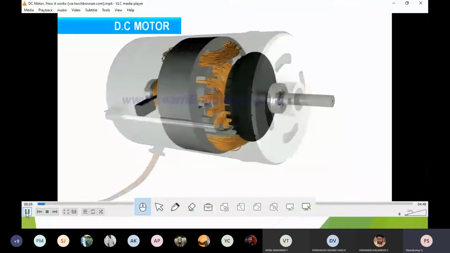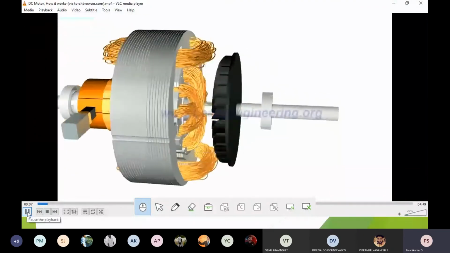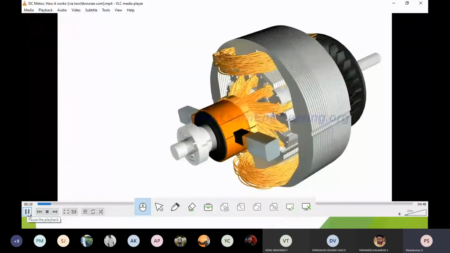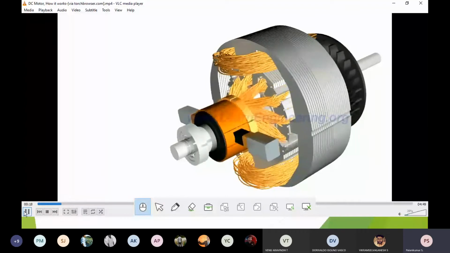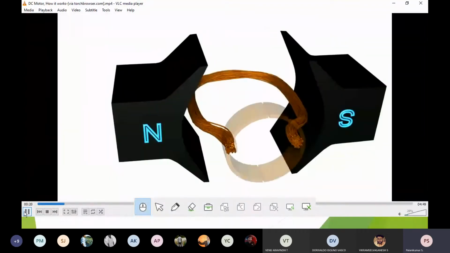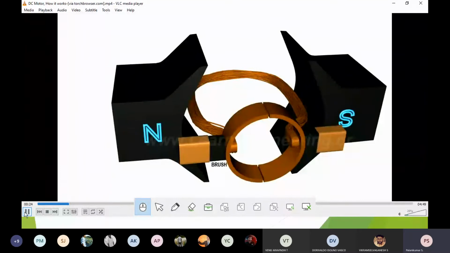This is how we already know what a DC motor is. Inside that, there will be a number of coils. So this is a commutator arrangement. This is a carbon brush arrangement. As I told you earlier, this is the stator coil. This is a rotor coil, the armature coil. It completely becomes an electromagnet.